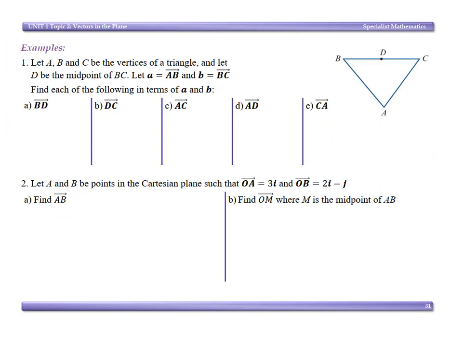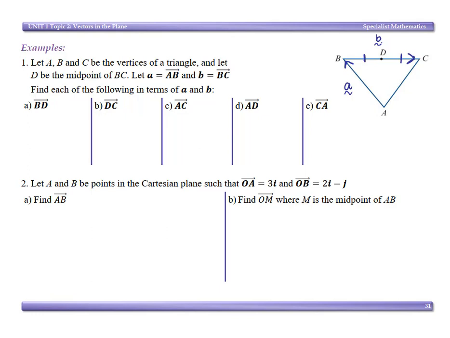Let's look at some midpoint examples. Let A, B, C be the vertices of a triangle, and let D be the midpoint of BC. So that length there equals that length there. Let A be the vector AB. So A to B, that's vector A. B equals vector BC. So I'm going to put my arrow there. That's the vector B. Find each of the following in terms of A and B.